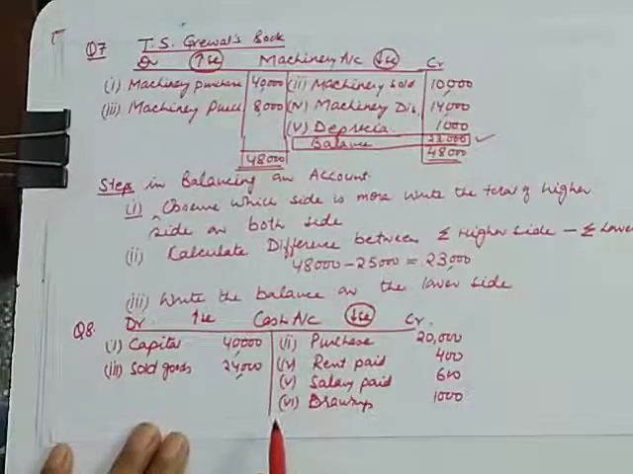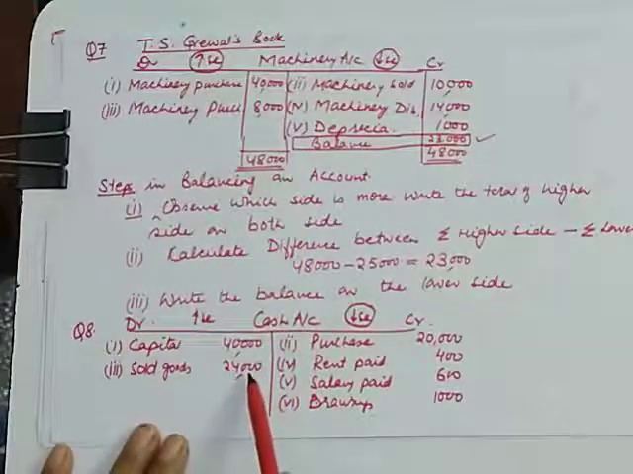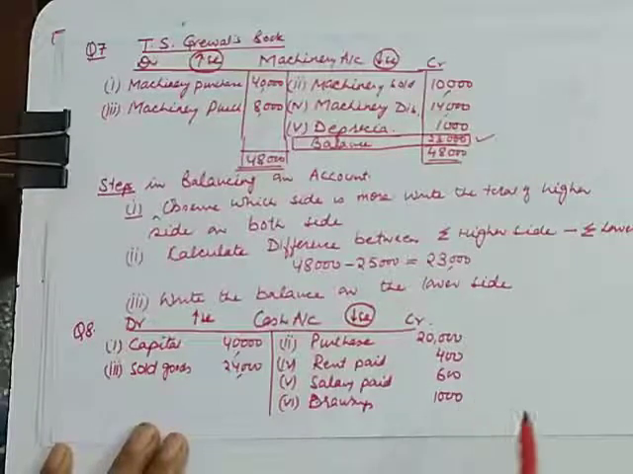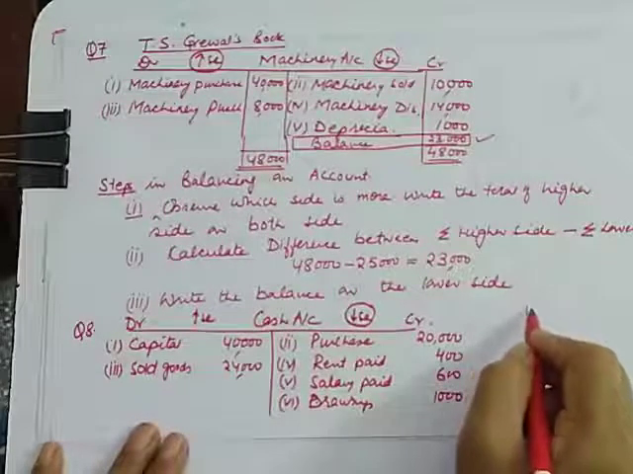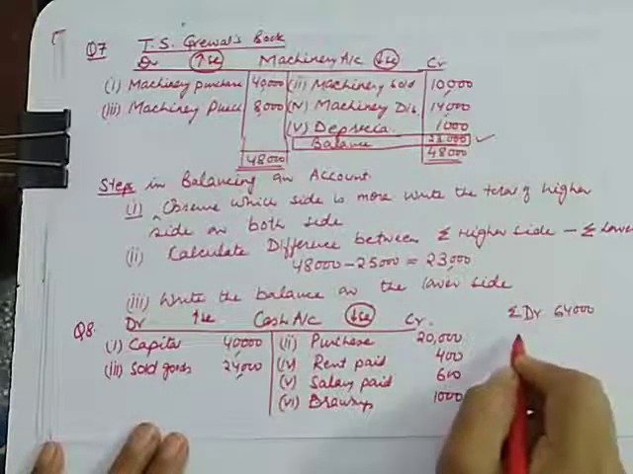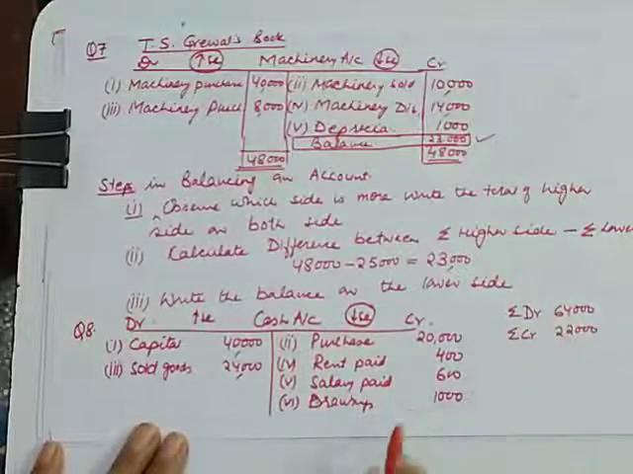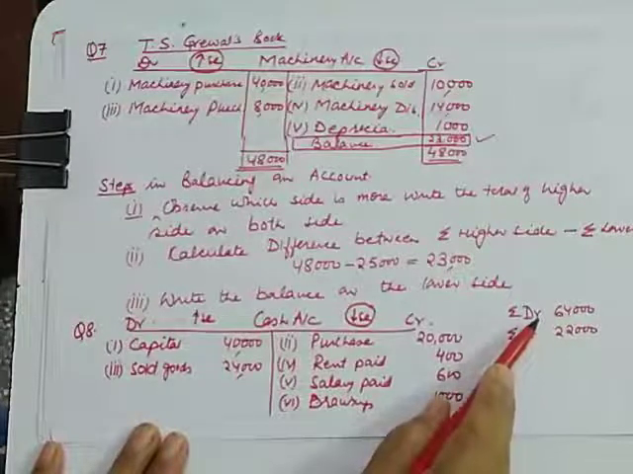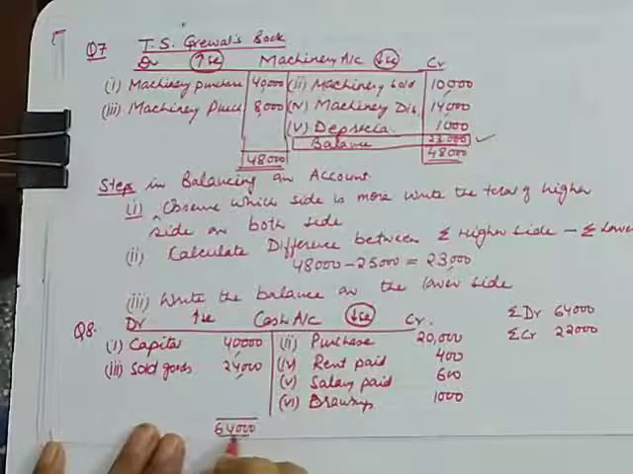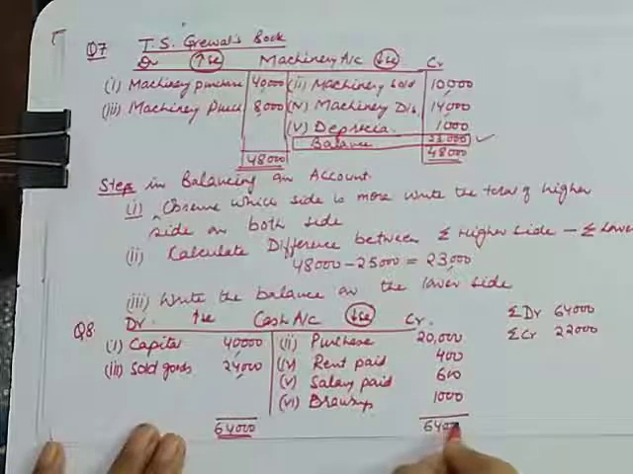And again, through observation, we will follow all these steps. Now the observation side is more. This is 24,000, and this is 22,000. So I can write here in my rough note, sigma debit side is 64, while sigma credit side is 22,000. So which side is more? Debit side is more. So write the debit total on both the sides like this, and you need to leave a line on the lower side.